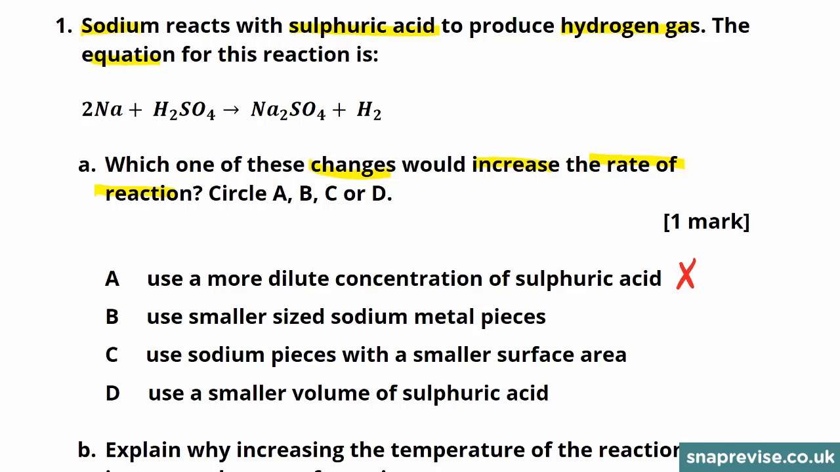Question B and C are both talking about changing the surface area to volume ratio of the sodium. B says that we should use smaller sized sodium metal pieces. Smaller sized pieces of sodium metal have the same volume but a larger surface area, and therefore we would expect that using smaller sized sodium metal pieces will increase the frequency of successful collisions between sodium and our other reactant, sulfuric acid, and therefore this will increase the rate of reaction. Part C suggests that we use sodium pieces with a smaller surface area.